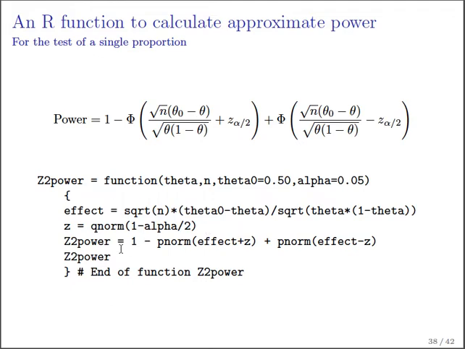That's right. And then I used, this is perhaps a bad habit, I think I've broken it since I wrote this function, but within the function I used the name z2 power to refer to the value that I was going to return. So instead of using z2 power, I think my code would be clearer here if I called this something like value equals 1 minus p norm of effect plus z, effect plus effect minus z. Yeah, that's right. And then by just saying the name of the value that I've computed, I'll return it. And that's the end of the function z2 power.